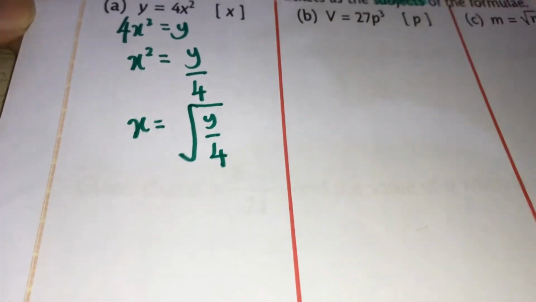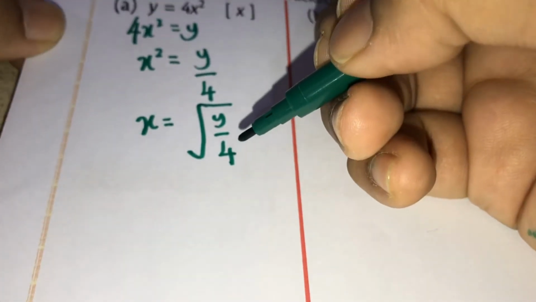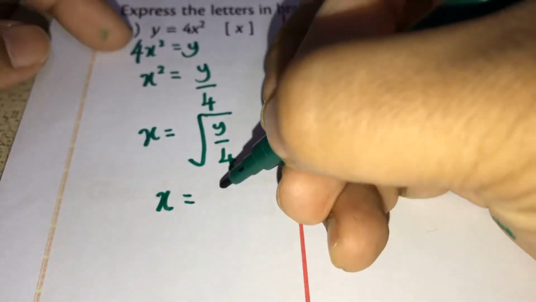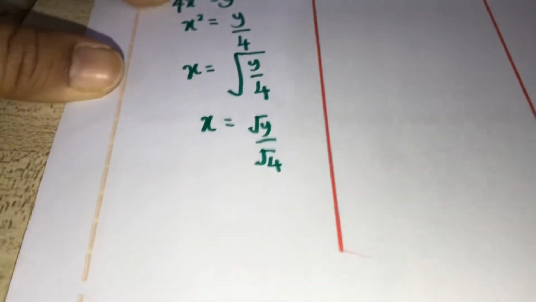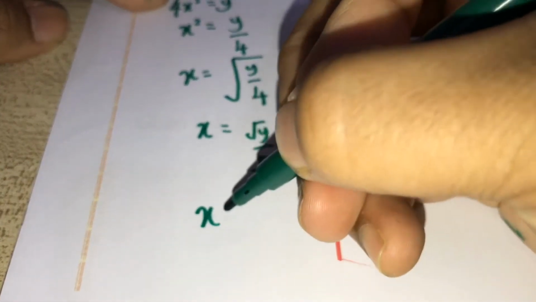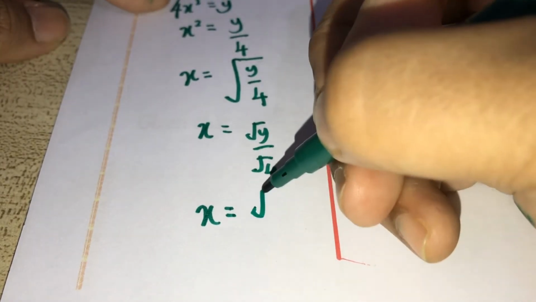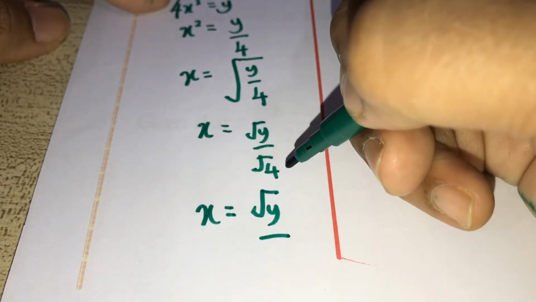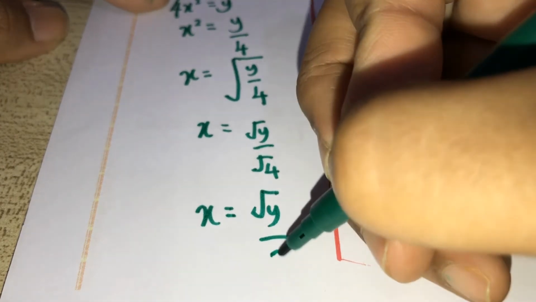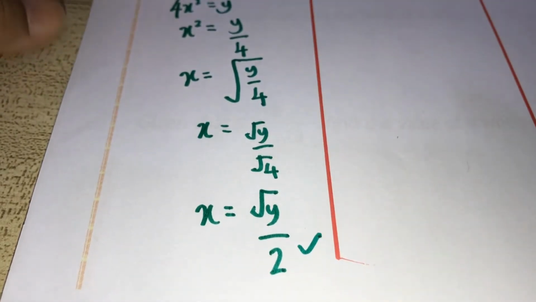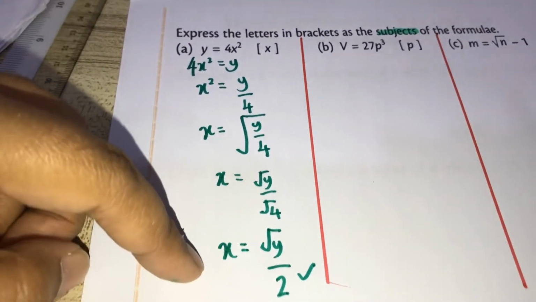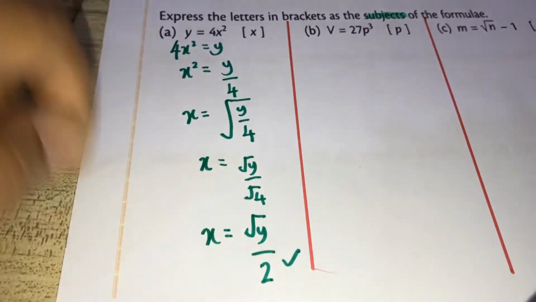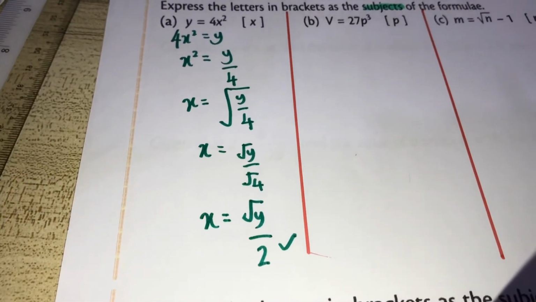Now you know 4 is a perfect square, so you can write it separately like this: square root y over square root 4. So the final answer, s equal to square root y, you just copy back. You know square root 4 equal to 2, so you write 2 here. This is your final answer for question A. S subject formula in terms of y, that means s equal to square root y over 2.